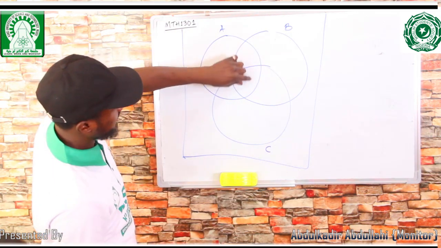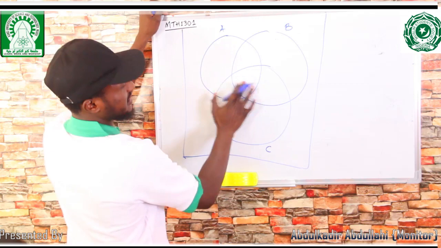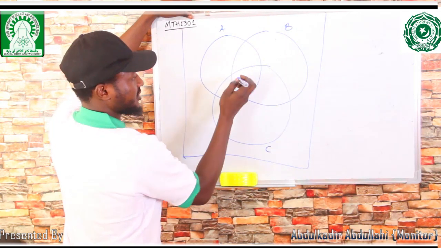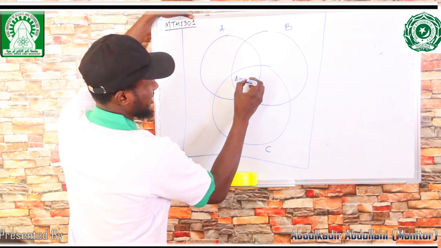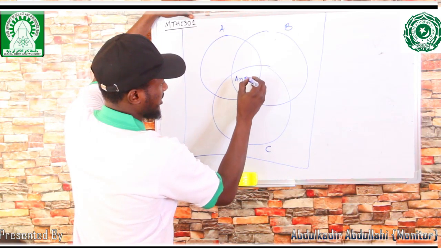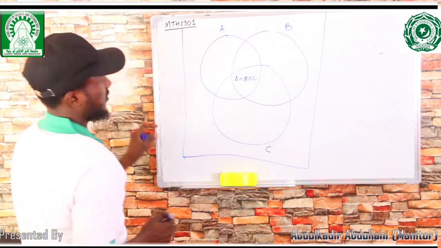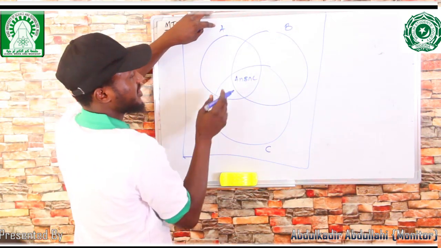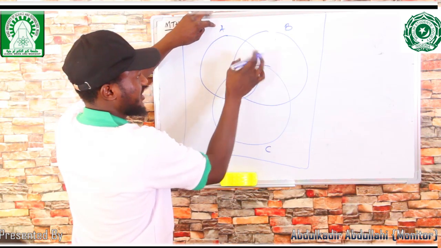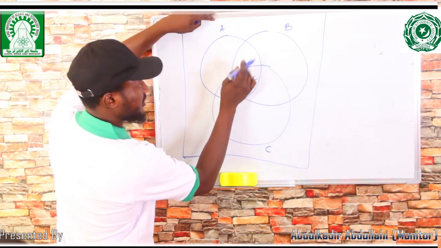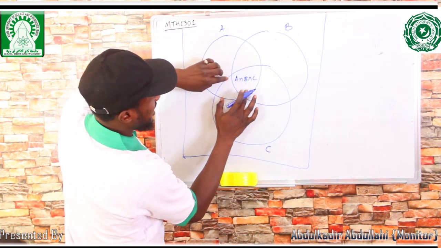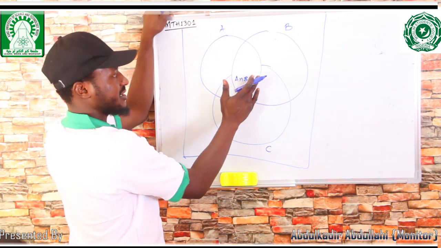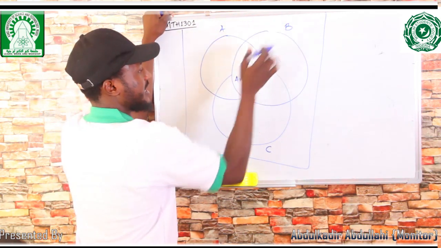This place, as you see, is the place that joins A, B, and C, which is the intersected place: A intersection B intersection C. If you take a look at this place, it's A and B, but not A and B only. It's just a portion of A and B, because A intersection B intersection C is also part of A and B.